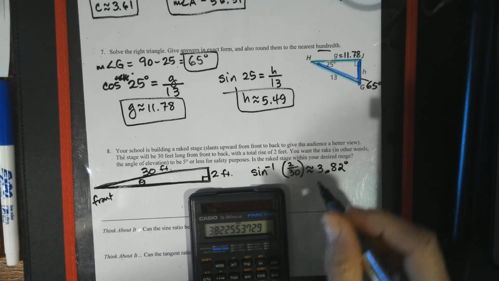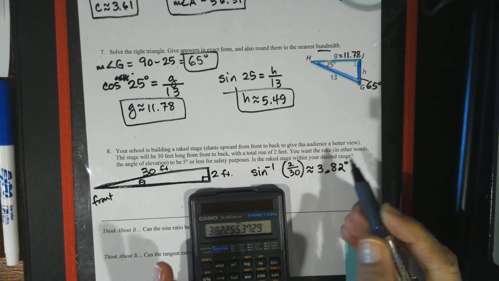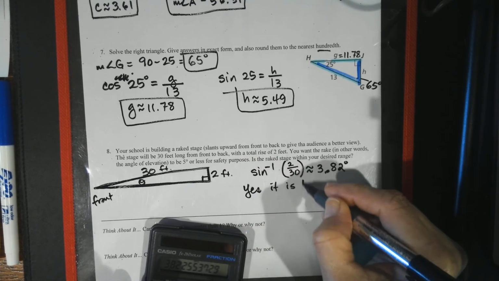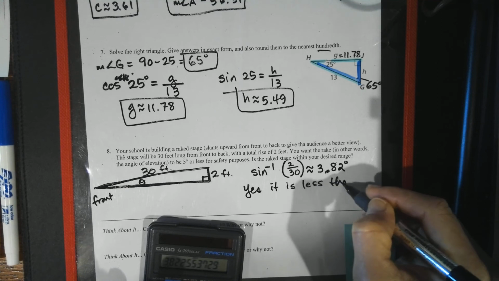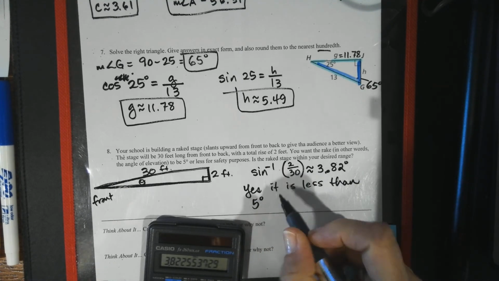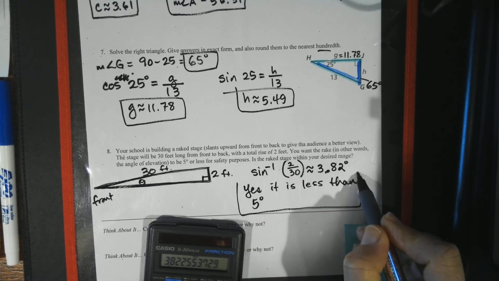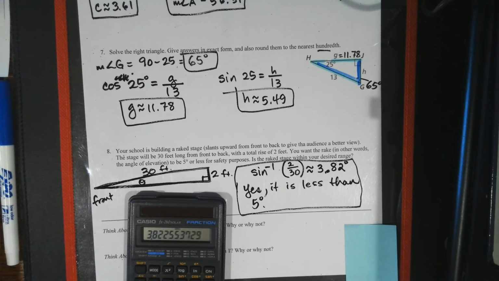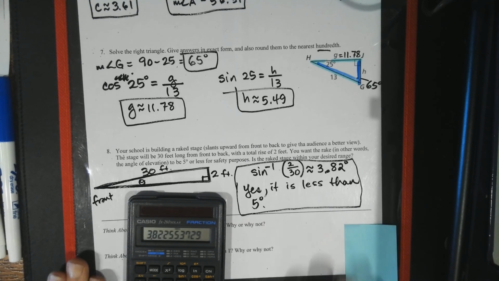So the question is, is the raked stage within your desired range? Yes, it is, less than 5 degrees. You would say something like that. Okay, so we're done with our notes for today. And this means, unless you have a question about your calculators, now it's time to practice.